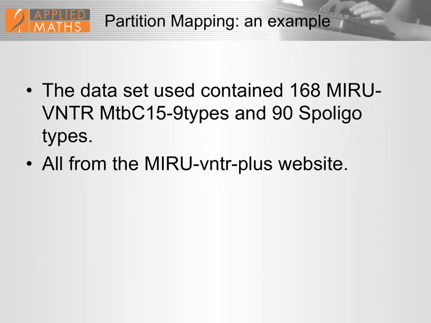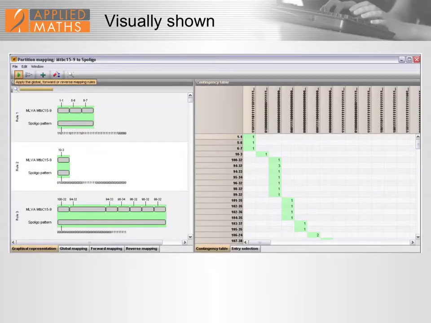So as an example, I took the data from the Miru-VNTRplus website. That database contains, I think that should be switched, 186, I guess, VNTR types, and about 90 different spoligotypes. So what did I do? I just compared the spoligotype patterns with the VNTR types. And what was the result?